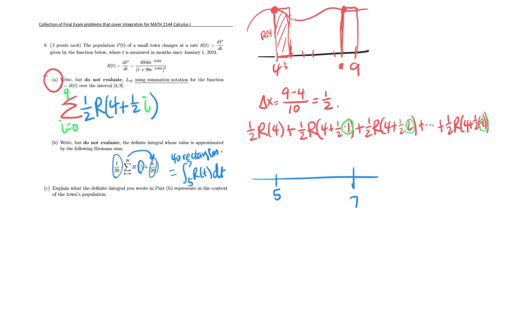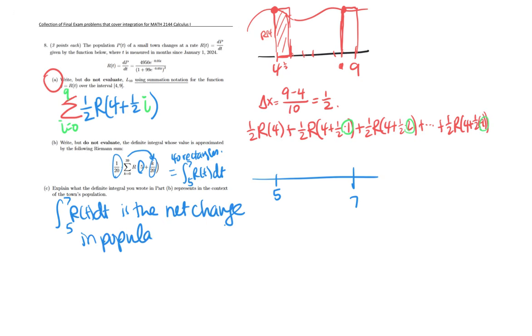Explain what the definite integral you wrote in part B represents in the context of the town's population. So the integral from 5 to 7 of r of t dt is the net change in the population from t equals 5 to t equals 7 years. So it's telling you how the population is changing over that 2-year period.